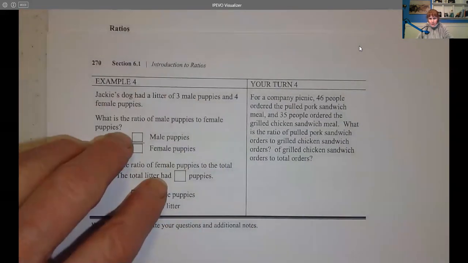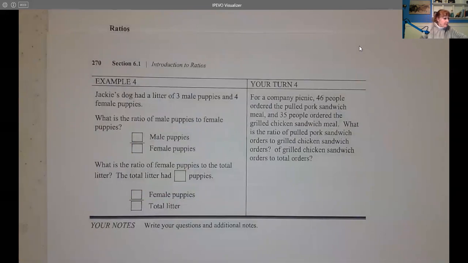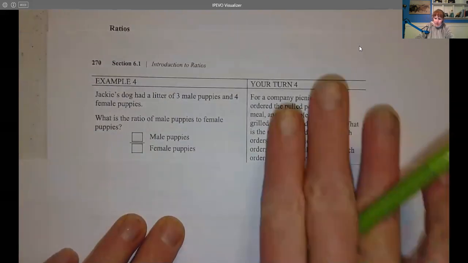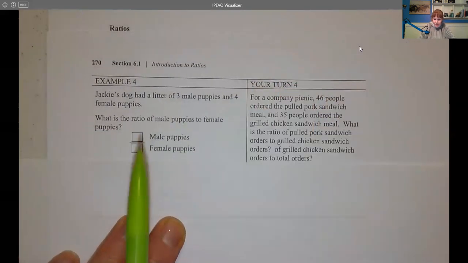It might look a little confusing, but I'll just try to walk you through it just because of the way they write it out. Okay, we're going to ignore this one right here for right now.